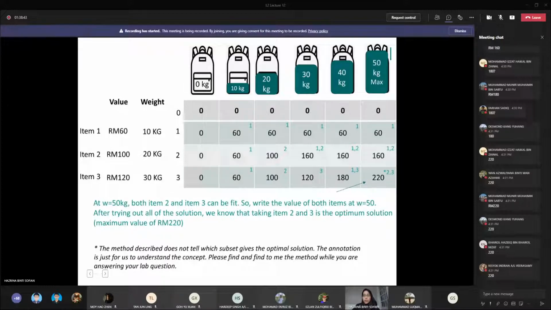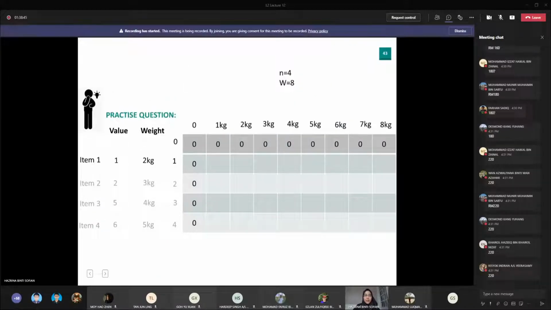All right. So let's do one practice question and then we finish for today. Let's test our understanding. So right now we have n equals 4, so we have 4 items, and our maximum weight is 8. Now we are considering item number 1. So what will be the value here?